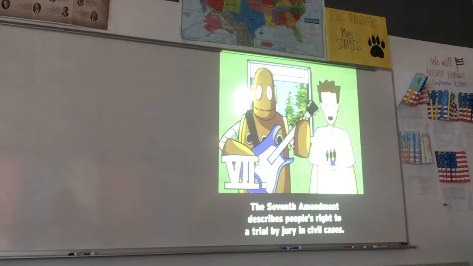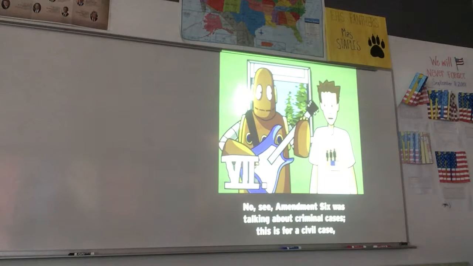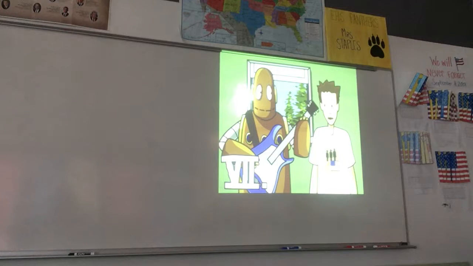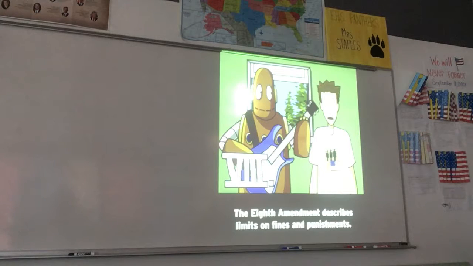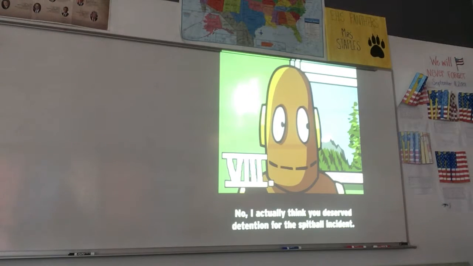The Seventh Amendment describes people's right to a trial by jury in civil cases. No, see, Amendment 6 was talking about criminal cases. This is for a civil case, like a dispute in business or a noise complaint. The Eighth Amendment describes limits on fines and punishments. The government can't fine someone an amount that's unreasonable or punish him or her excessively. No, I actually think you deserve detention for the spitball incident.